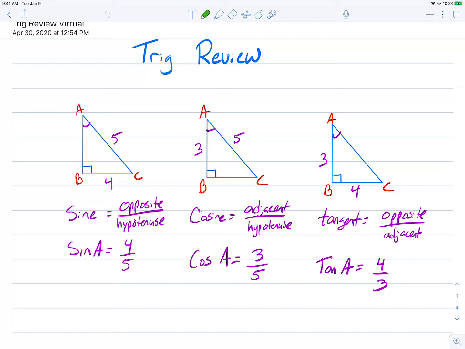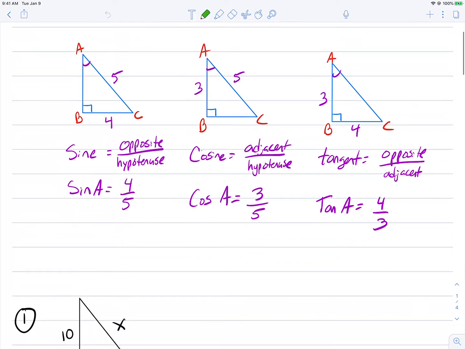So a little reminder that sine is opposite over hypotenuse, that cosine is adjacent over hypotenuse, and tangent is opposite over adjacent. So here's a little reminder as to what exactly that is. So I'm just going to go over a couple of problems, and your first homework assignment today is just a basic trig review using sine, cosine, and tangent.